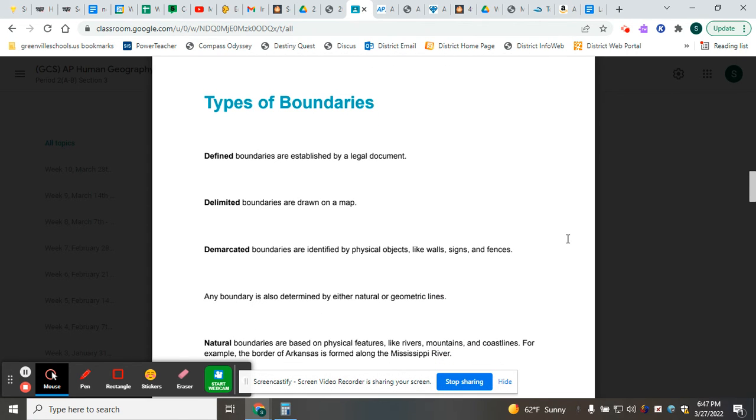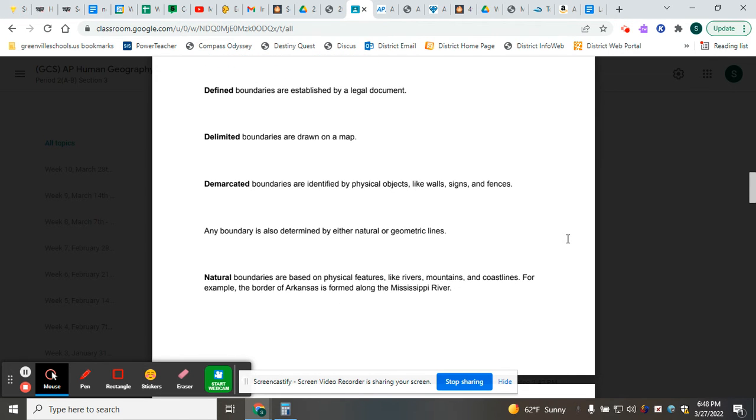We have defined boundaries that are established by a legal document that basically sets the boundary. Okay? You have a legal boundary set by legal precedents or legal definition, a legal document. Okay? What we call a delimited boundary, these are drawn on a map. Delimited boundaries: you have a defined boundary established by a legal document and then it is put on a map. It's actually drawn on there.